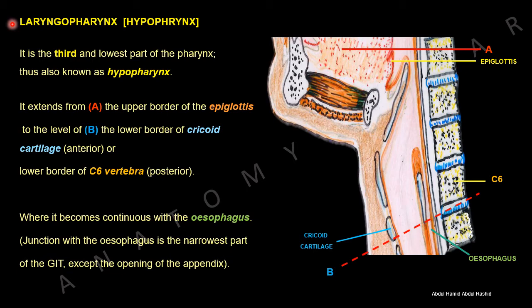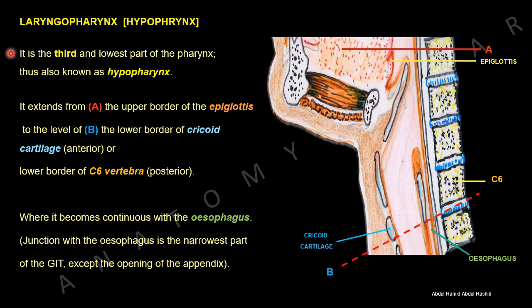Laryngopharynx. Let's see the diagram first. You can see here, this is the epiglottis, upper border of the epiglottis. If you come down, you can see this is the cricoid cartilage. This is the lamina of the cricoid cartilage. This is the lower border of the cricoid cartilage, which is at the level of the lower border of the sixth cervical vertebra. Now let's talk about the laryngopharynx.